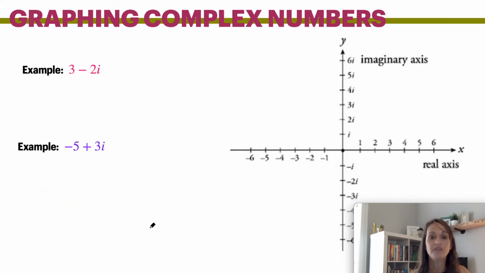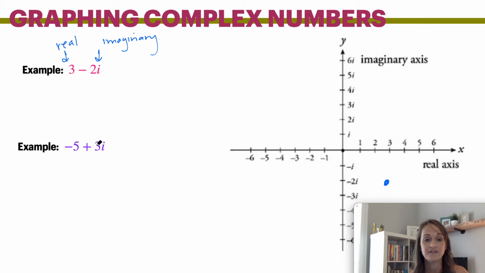Now you can graph complex numbers. Again, if you think about the first number being real and the number with the i being imaginary, 3 minus 2i means you would go over to a positive 3 and go down to the negative 2i, and you would have your coordinate point. Negative 5 plus 3i means you would go negative 5 on the real axis, then positive 3i on the imaginary axis, and that would be your coordinate point.